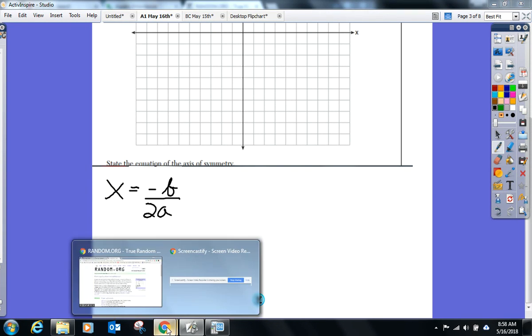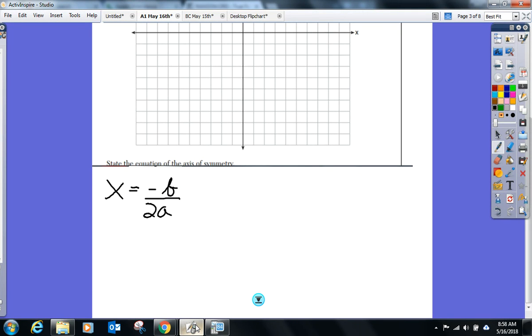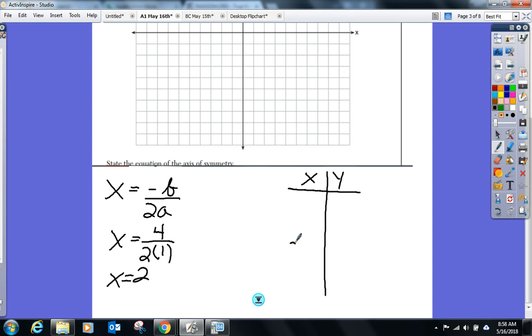All right, need somebody to plug in for b and a for me. What are my b and a values? Negative 4. What happens when I plug it in? 4 over 2 times what's your a value? 1. Axis of symmetry should be x equals 2. All right, so make sure you show your xy table now. 2's in the middle. And what have I always required of you guys? 3 above, 3 below.